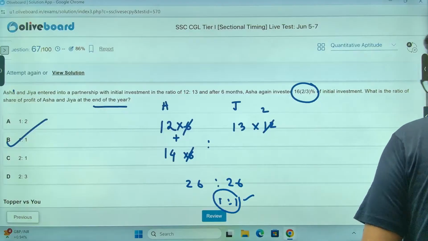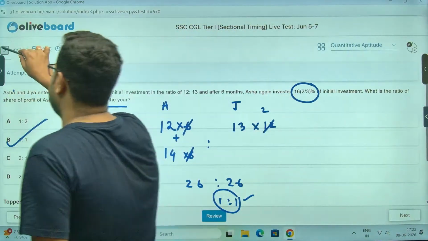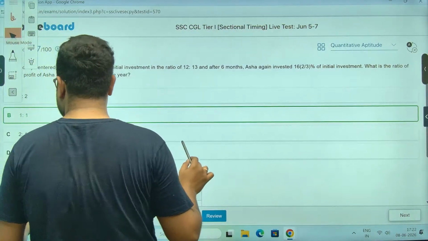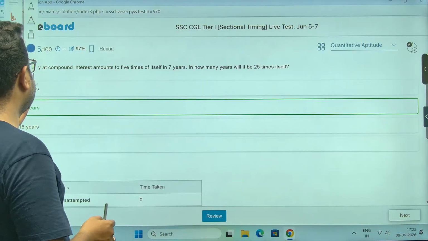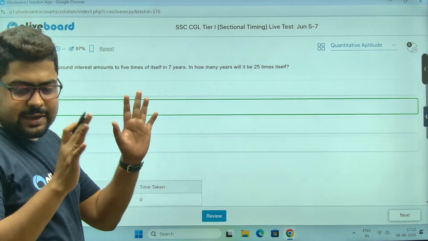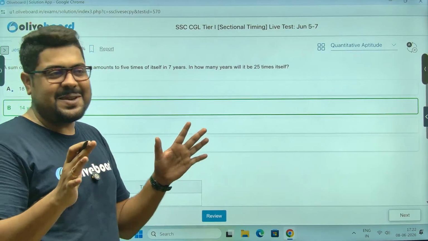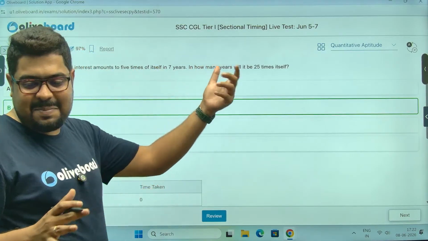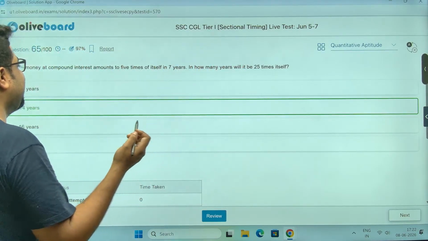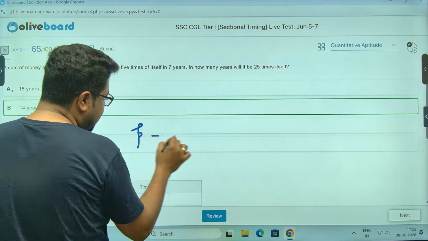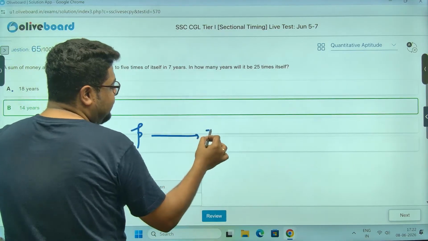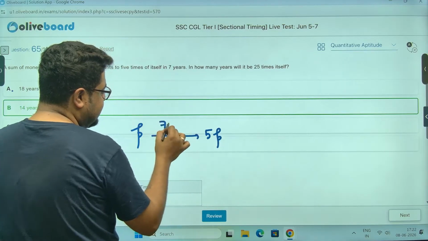How 14, Tanisha? That's a very simple thing. Chalo, I'm explaining. Think like this: this is a machine, this is a scheme, that in 7 years money becomes 5 times. You know that particular famous dialogue. So again, if I put P, what happened? This becomes 5P in 7 years.